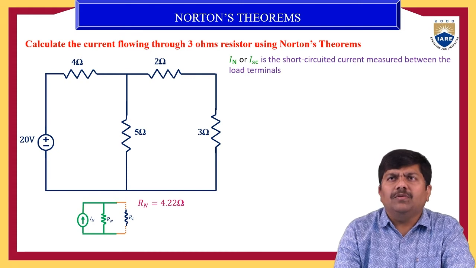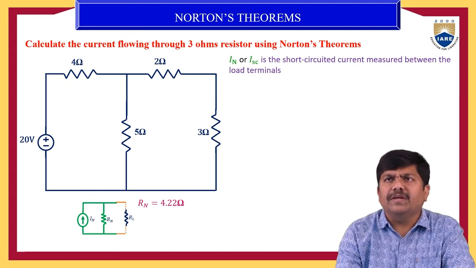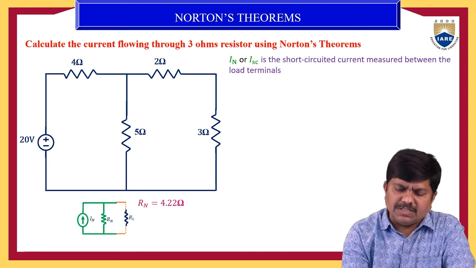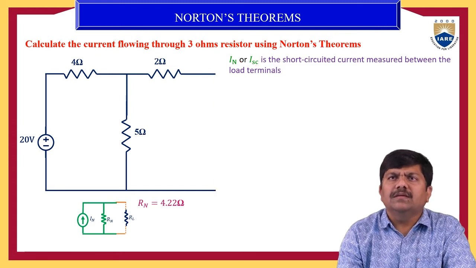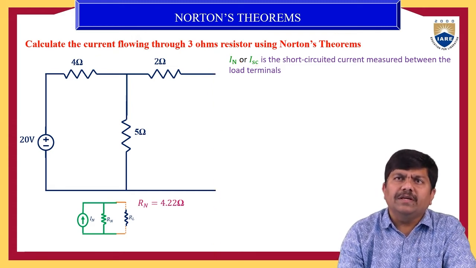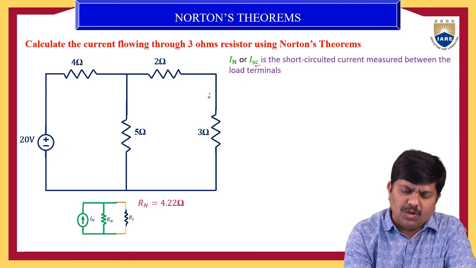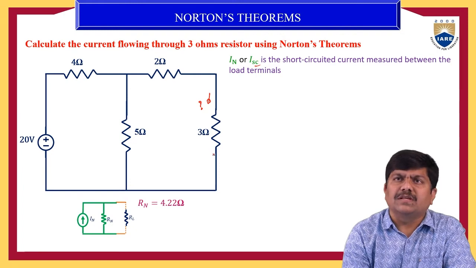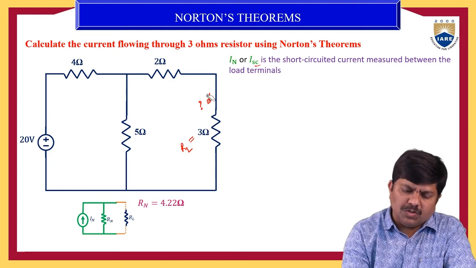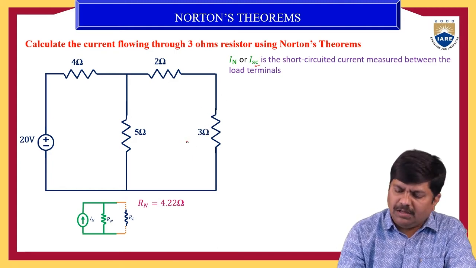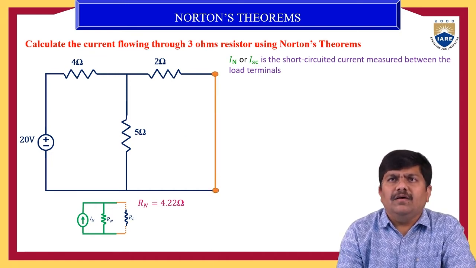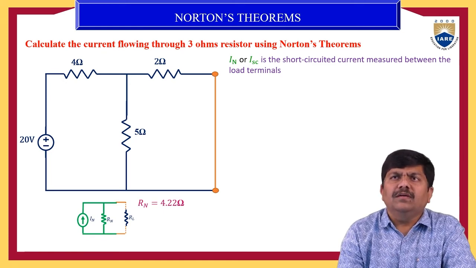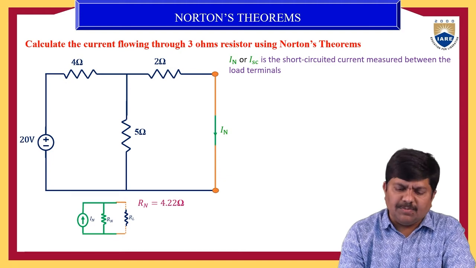Now let us go back to the IN value, the ISC value. This is very important here. In order to calculate this short circuiting current or Norton's equivalent current, you have to short circuit the load terminals. What is the load here? Our intention is to find the current through this 3 ohm resistor, so this is our load resistance. As per the statement, we remove the load and just short circuit the load terminals. Then with respect to this, you determine the IN or ISC value. This current is the Norton current.